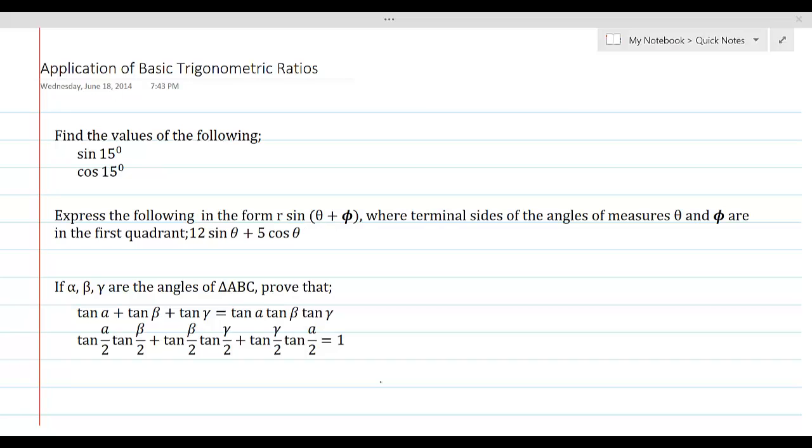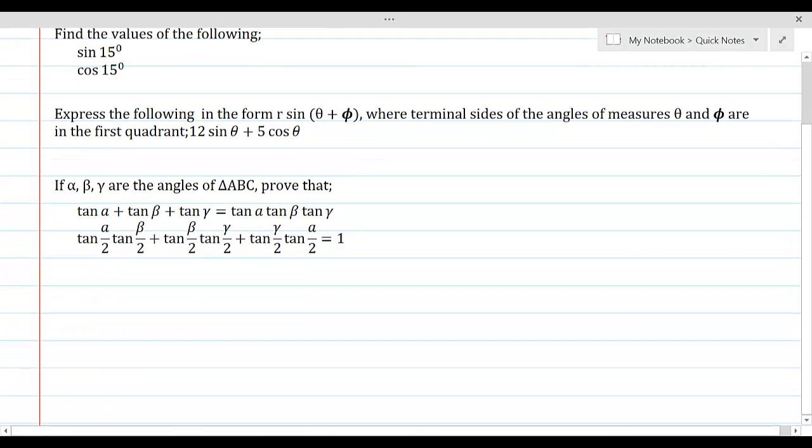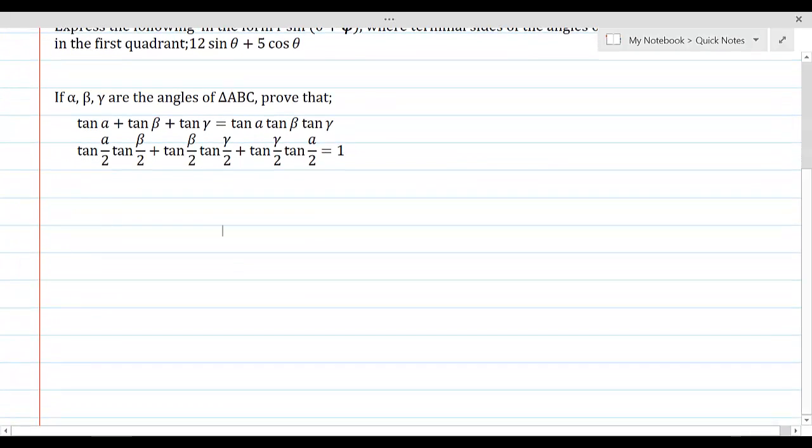In this lesson, we will apply basic trigonometric identities to solve problems in trigonometry. Let's get started with question number 1, where we are required to find the value of sine 15 degrees, even though 15 degrees is not a well-known angle and it doesn't appear on the unit circle. But we can find the value of sine 15.